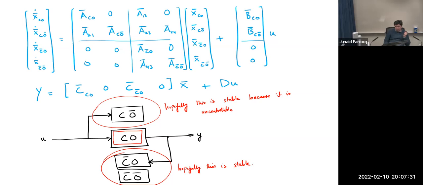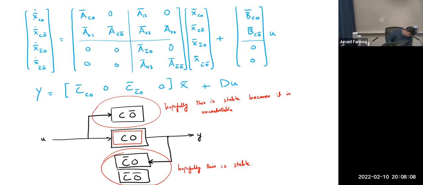So if your uncontrollable modes or uncontrollable subsystems are stable, then even if this is not stable, you can do something. You can use a KX, and you design a K that makes it stable. But the other pieces, you have no control over them. So changing the input is not going to change anything.